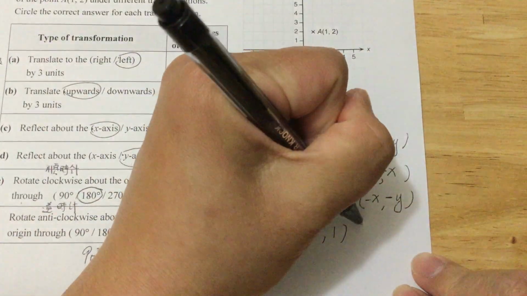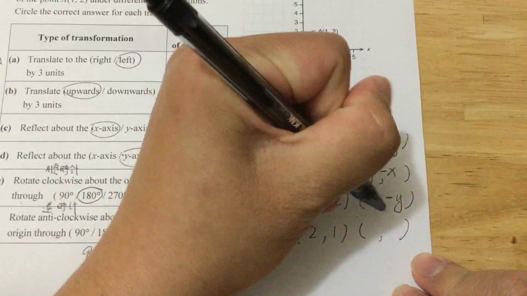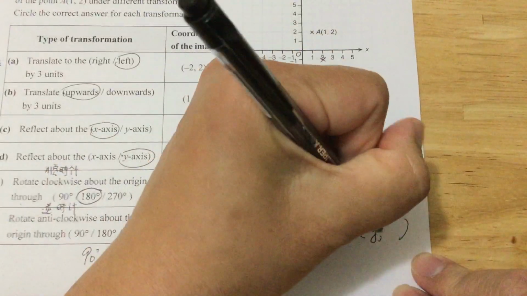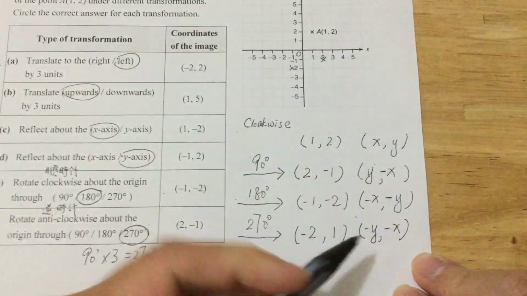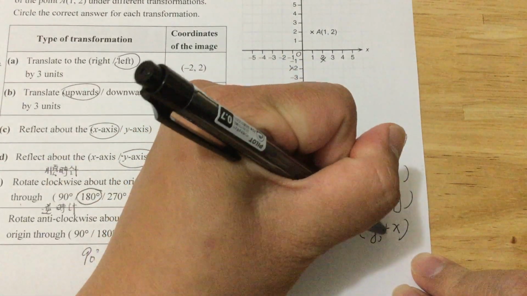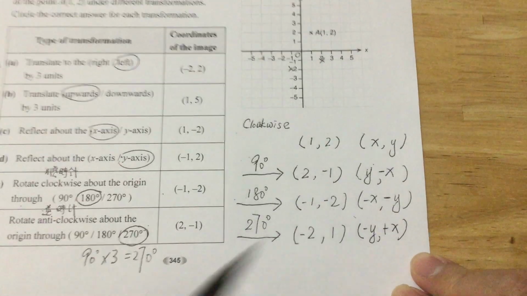So last time you will change it once again. This time you change to negative y here, and you can write down negative x here. But this time you want to add a negative sign here. Two negative signs will give you a positive. So you will see a positive number here.